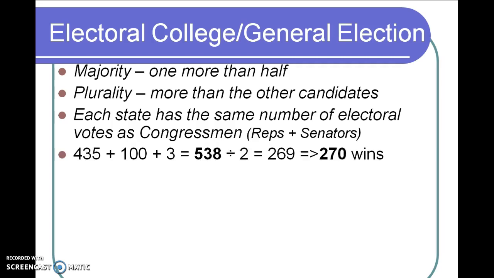There are 435 members of the House of Representatives. There are 100 senators, and then since the 1950s, Washington, D.C., which is not a state, and previous to that time had not had a say in who became president. There was a constitutional amendment that gave Washington, D.C. 3 electoral votes. So we have 538 total electoral votes possible. You divide that by 2, you get 269. You need one more than half, so 270 wins.